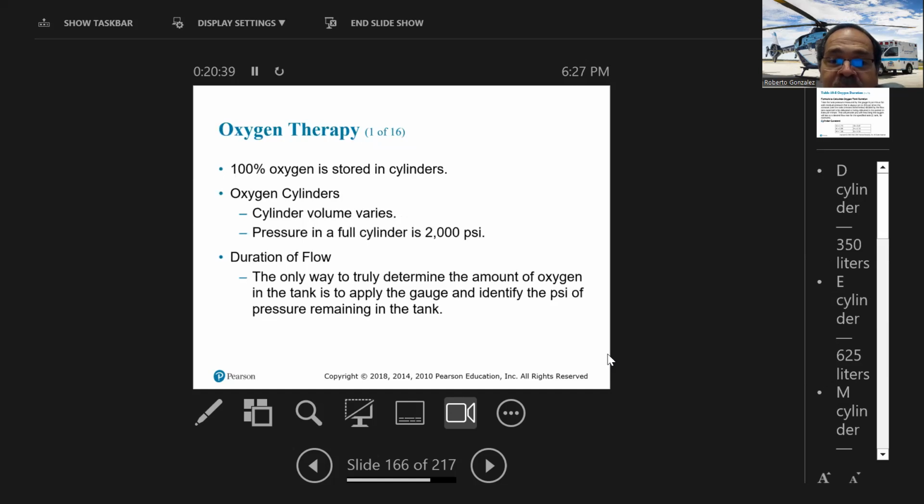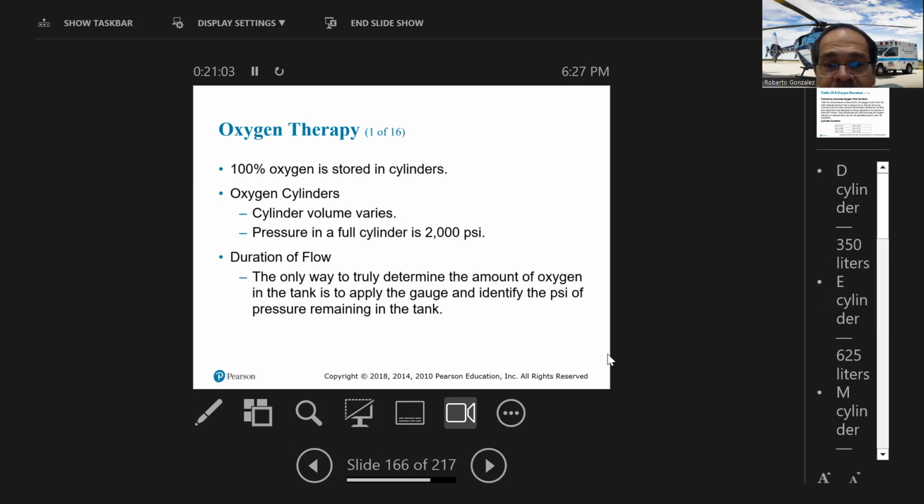Now, oxygen therapy. 100% oxygen is stored in the cylinders that we have. These are cylinders like the C size, the D size, the M size, or whatever, depending on what you carry. There are some smaller versions too. The cylinder volume varies, but the pressure inside the tanks in every single one should be at least 2,000 when it's not used.